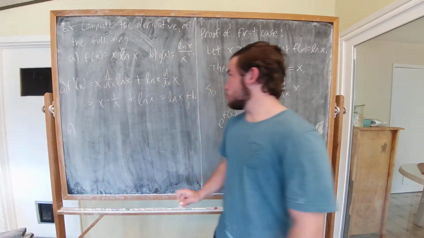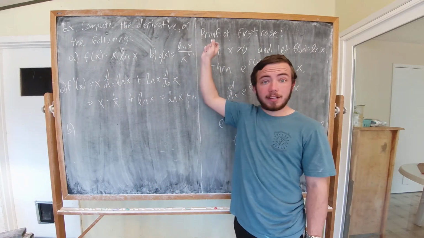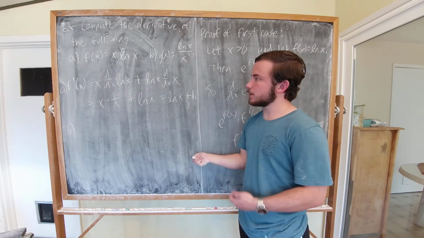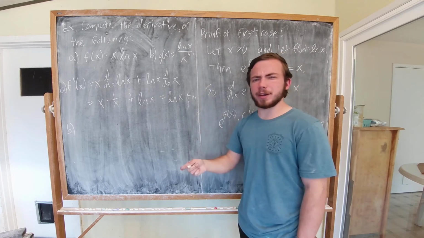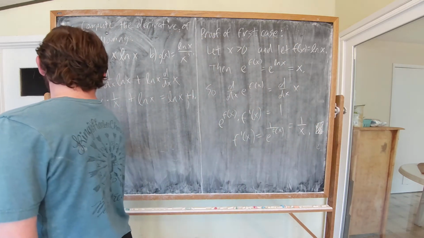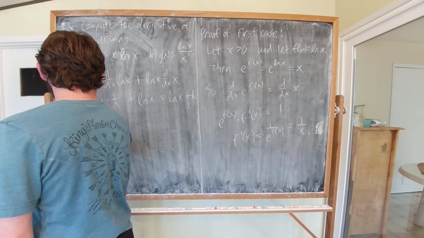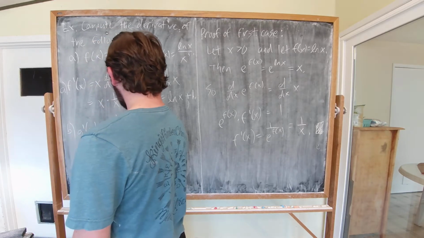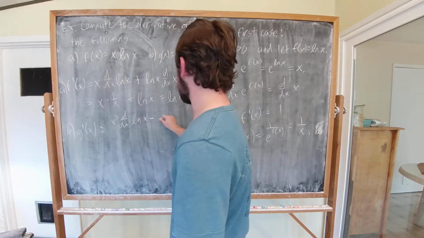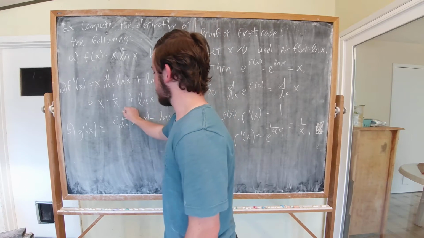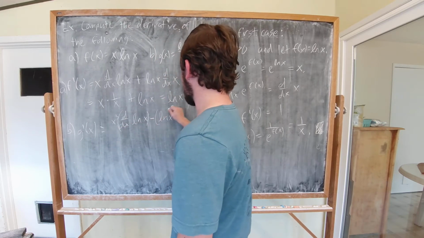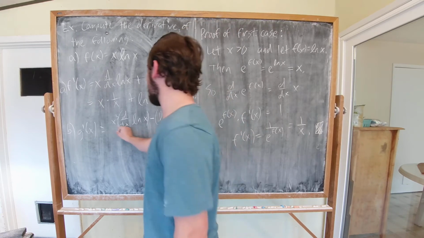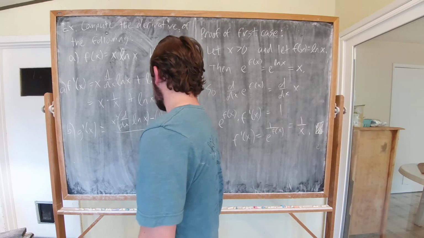Alright, let's do part B. Part B, there's two ways. You could view it as x to the negative third times the natural log of x and do it that way using the product rule, which you can do. For the sake of showing it, let's do the quotient rule. G prime of x is bottom times the derivative of the top minus the top times the derivative of the bottom, all divided by the bottom squared.